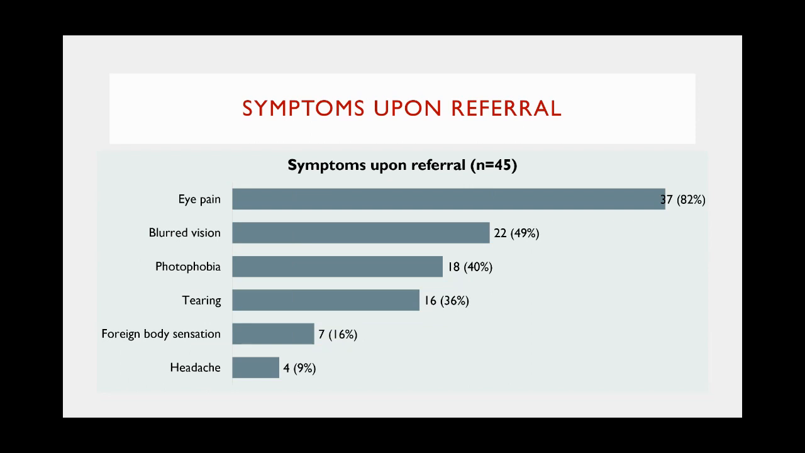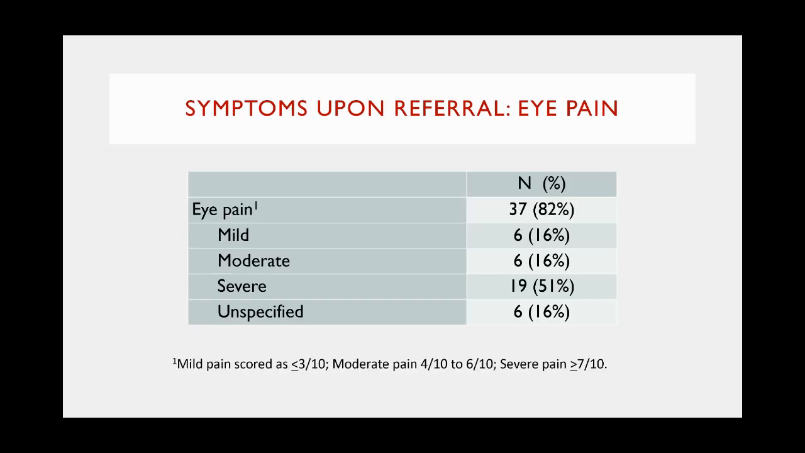When we look at symptoms upon referral, we found that 82% of patients had some form of eye pain. The remaining symptoms of blurred vision, photophobia, tearing, foreign body sensation, and headache were common but nonspecific. It is worth noting that out of the 37 eyes with pain, although 51% had severe eye pain, 18% of patients actually reported no pain at all.